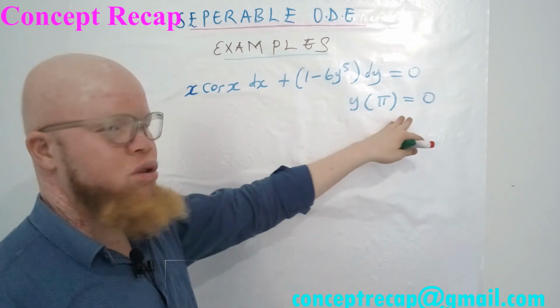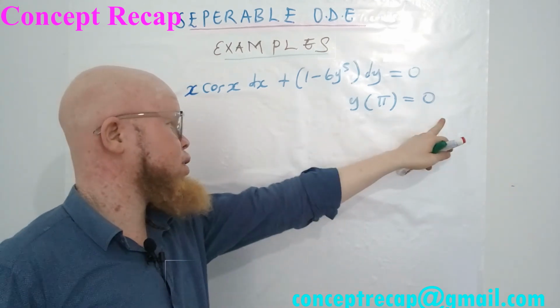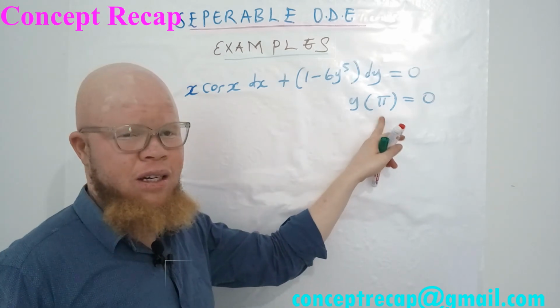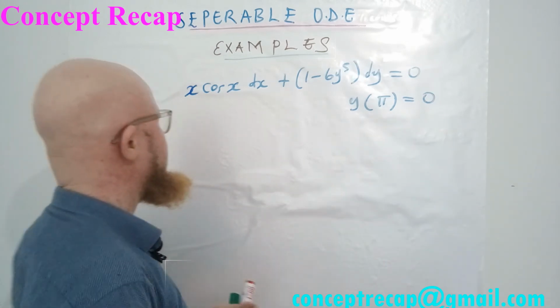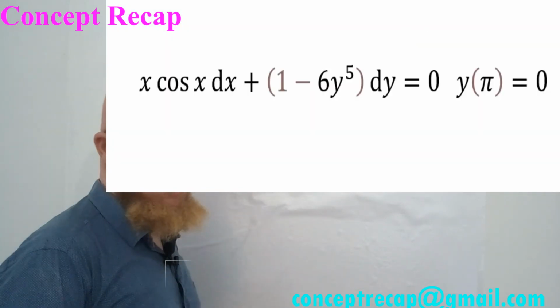So what happens is, you have initial conditions. This pi means it's the value of x, and that means when x is pi, then y is 0. So you go ahead and pause the video, and you try to solve. So let's start.